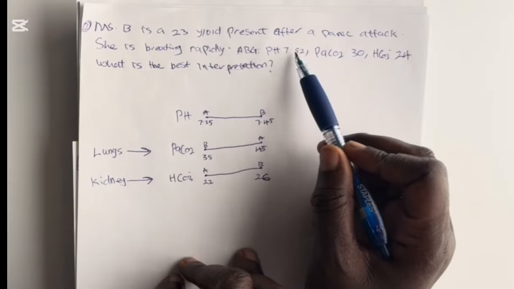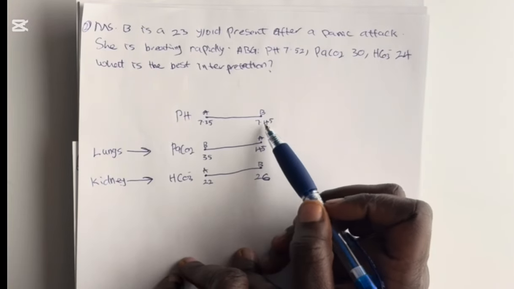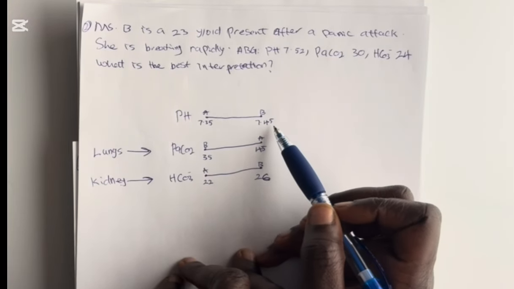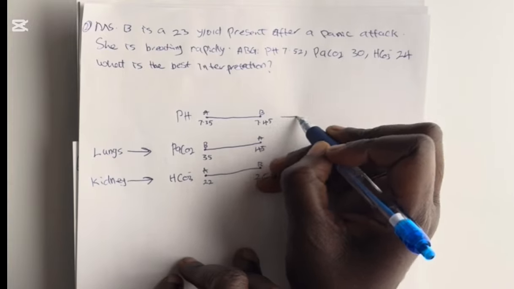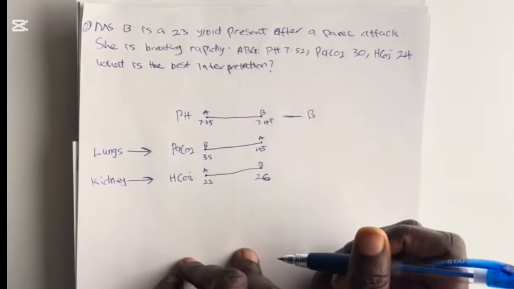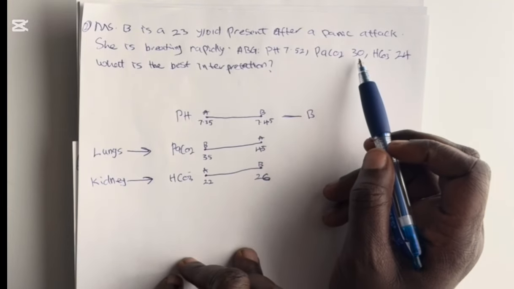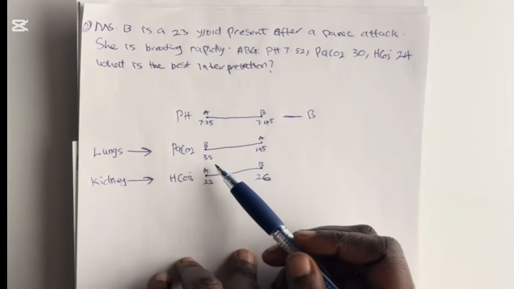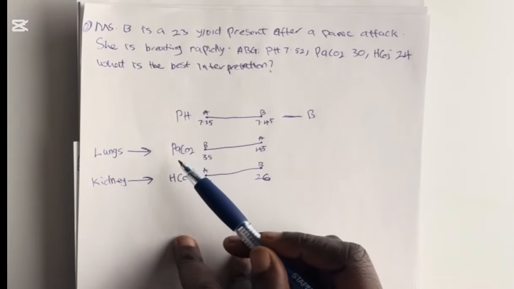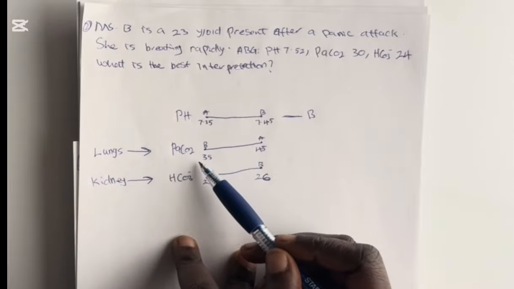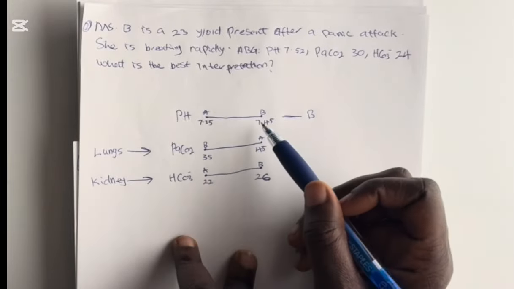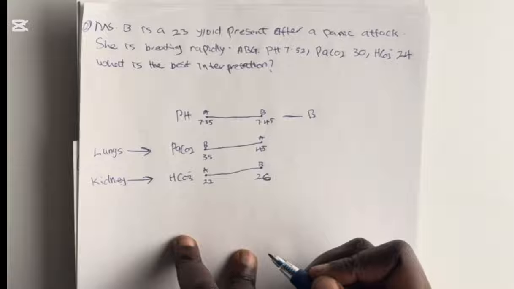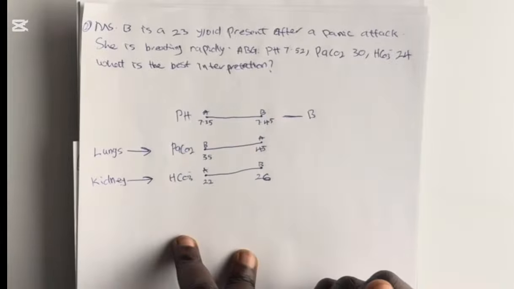pH is 7.52. Where does that fall? That goes above 7.45. So we are dealing with base here. Our pH is base, okay? Now, CO2 is 30. And where does that fall? Look, 30 falls below 35. And you know, I told you, once you figure out your pH, you have to find a match for your pH to be able to interpret the ABG.